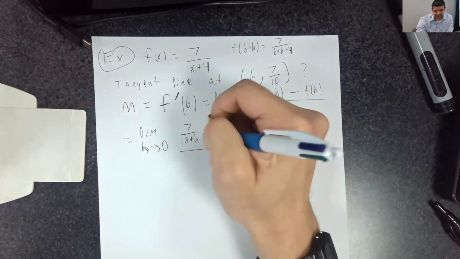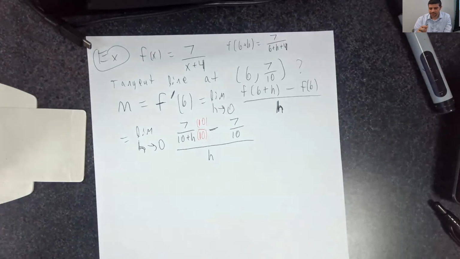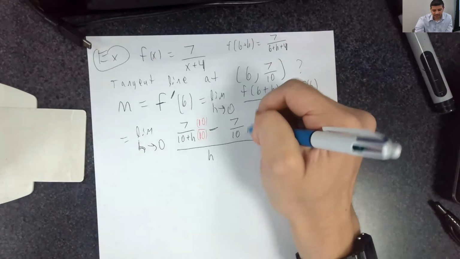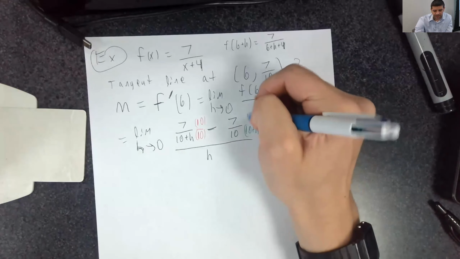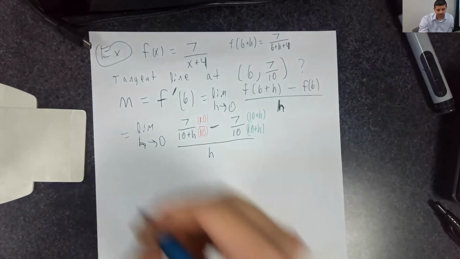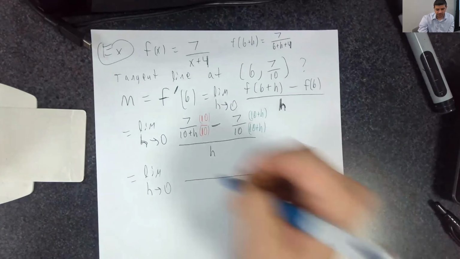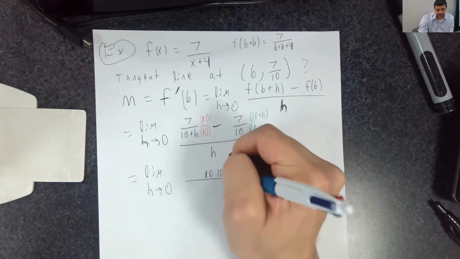Let's do it. So times 10 over 10 for this one. And let's do another color: 10 plus h over 10 plus h for this one. That'll put them in common, that'll make the denominators the same. All right, which color do we do now? Black. Go back to black. Limit as h goes to 0. Okay, so the common denominator is 10 times 10 plus h.